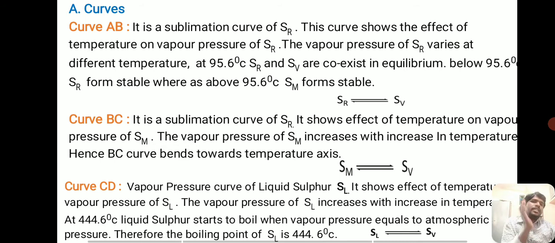Coming to the curve CD, the vapor pressure curve of liquid sulfur, that is SL. It shows the effect of temperature on the vapor pressure of SL, that is liquid sulfur. The vapor pressure of liquid sulfur increases with increase in temperature. At 444.6 degrees Celsius, liquid sulfur starts to boil when the vapor pressure equals the atmospheric pressure. Therefore, the boiling point of SL, that is liquid sulfur, is 444.6 degrees Celsius. Here also we have two phases which coexist, that is SL and SV.